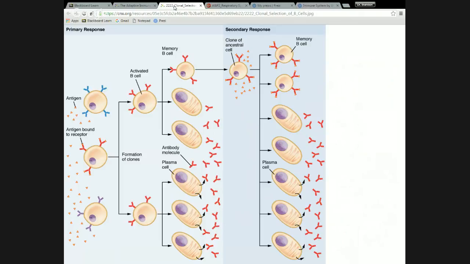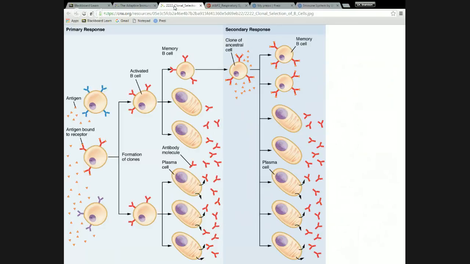So imagine that the antigen that's depicted here is the chickenpox virus. Okay. So hopefully when you're a kid, you're exposed to chickenpox. And I say hopefully when you're a kid because if you're exposed to chickenpox when you're an adult, it's a really horrible experience. Kids can handle chickenpox a little bit easier.